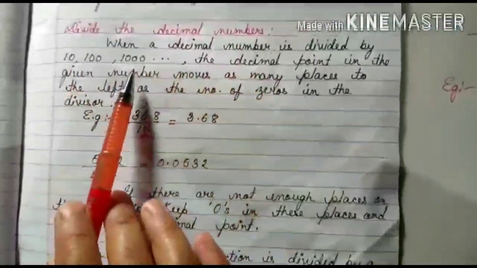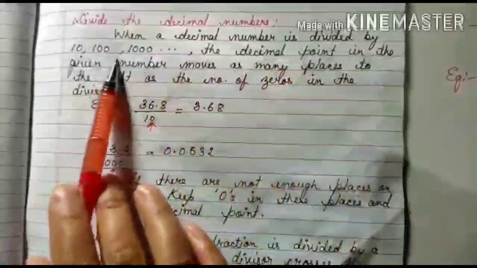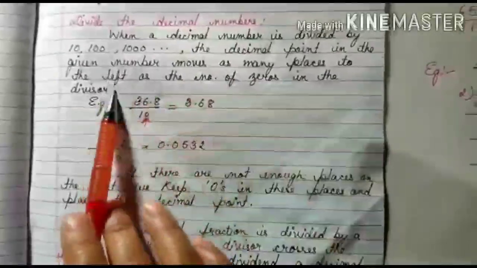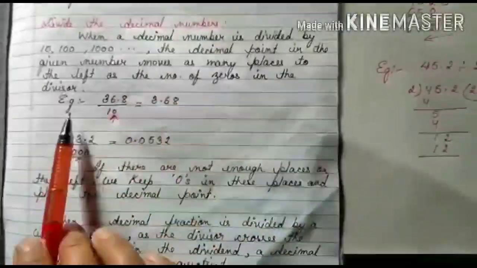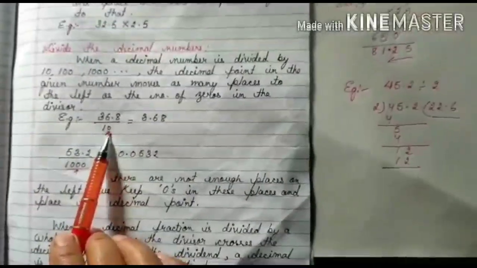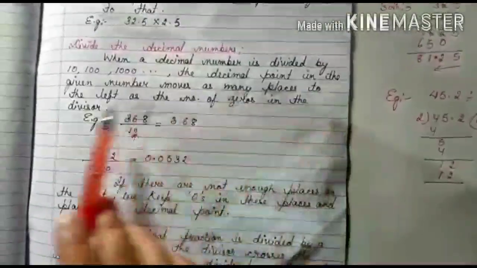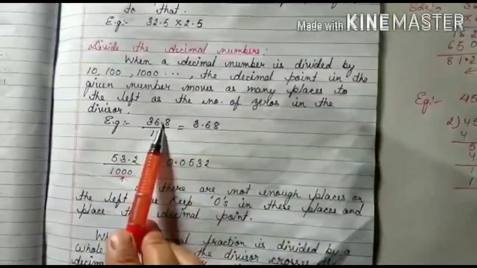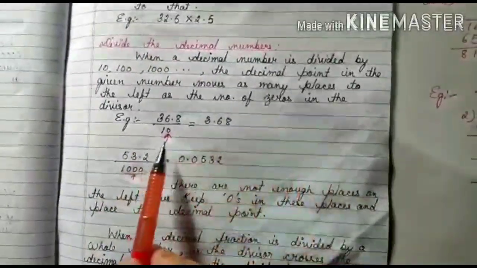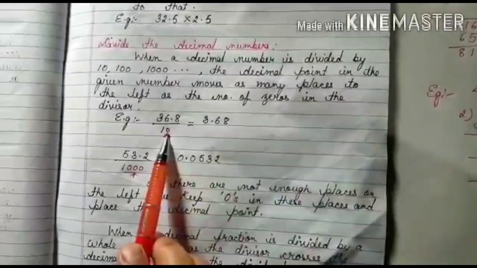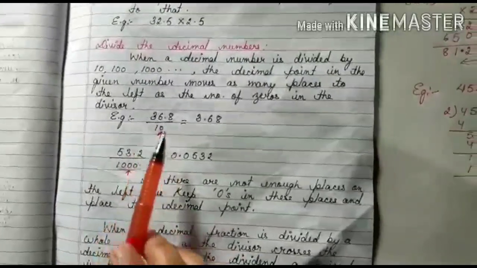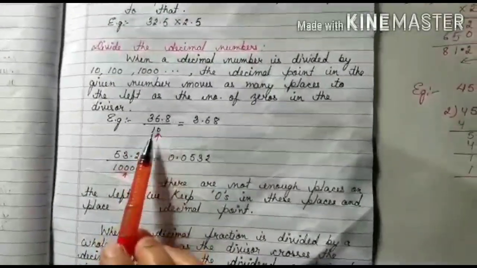Division of decimal numbers. When a decimal number is divided by 10, 100, 1000 and so on, the decimal point in the given number moves as many places to the left as the number of zeros in the divisor. Let's see an example. Remember, the decimal point moves to the left by as many places as the number of zeros in the divisor.